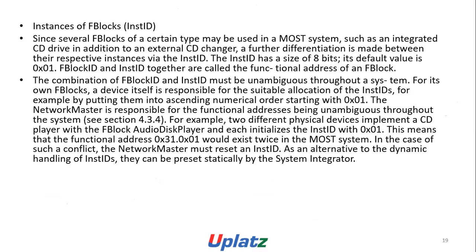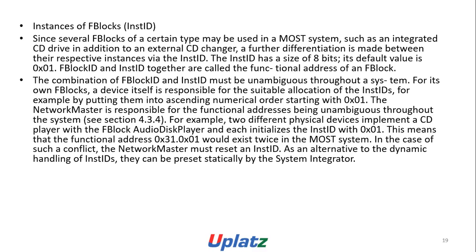Since several FBlocks of a certain type may be used in most systems, such as an integrated CD drive in addition to an external CD exchanger, further differentiation is made between their respective instances via the instance ID. Instance ID has a size of 8 bits. Its default value is 0x01. FBlock ID and instance ID together are called the functional address of an FBlock.